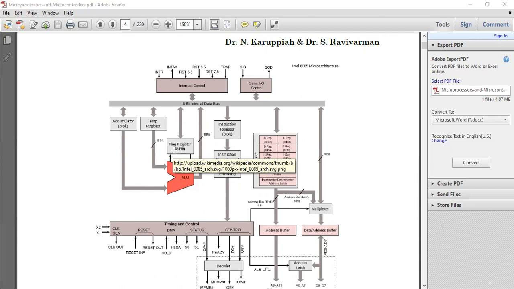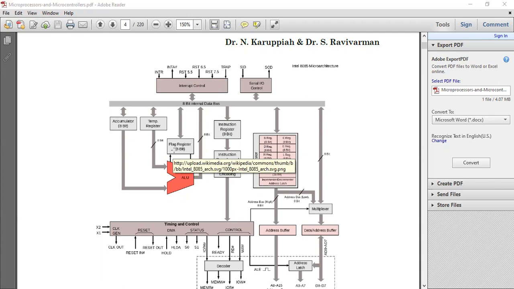Let's see how it works. The parity flag can be even parity or odd parity. When the resultant is even, the even parity flag is set, otherwise it is reset.